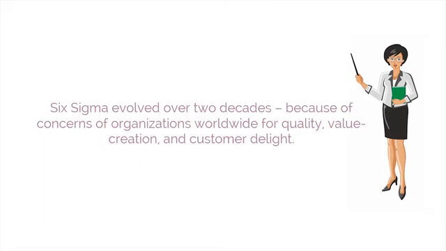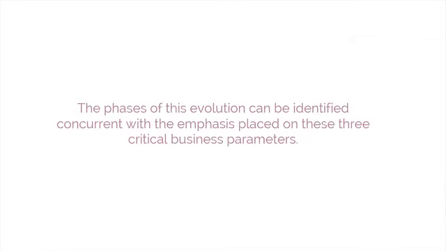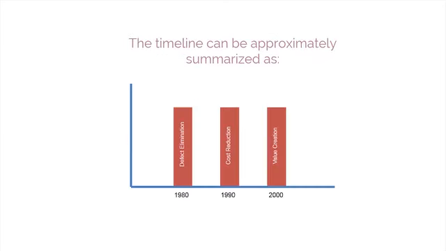The concept of Six Sigma evolved progressively over a period of 2 decades in step with concerns of organizations worldwide for quality, value creation, and customer delight. The phases of this evolution can be identified concurrent with the emphasis placed on these 3 critical business parameters. The timeline can be approximately summarized as follows.